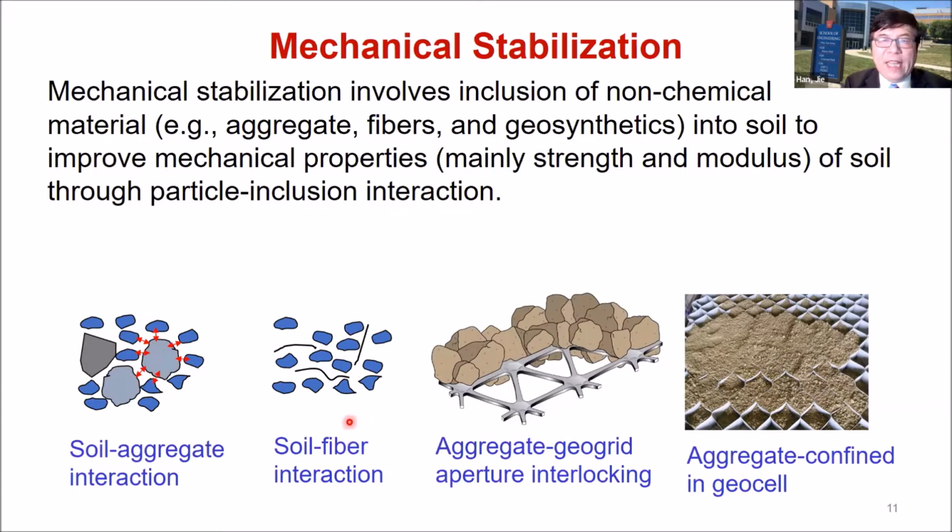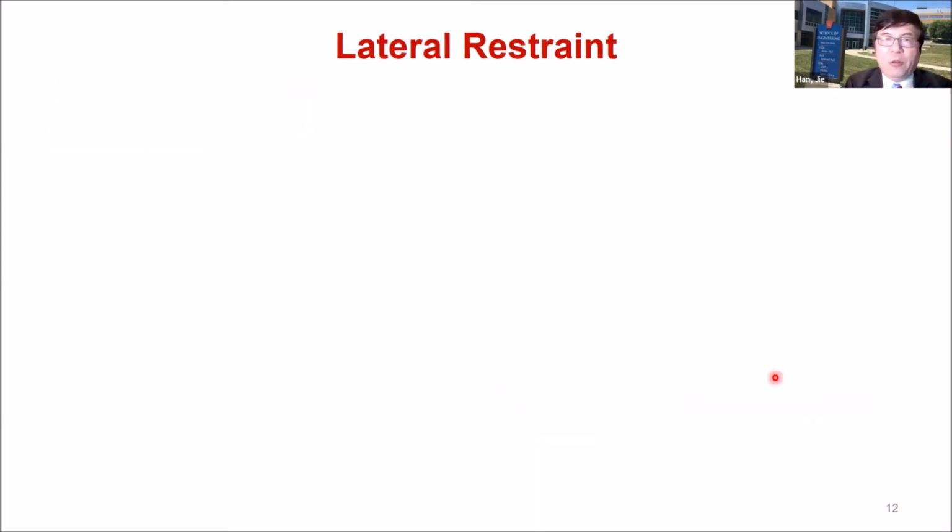There are here basically 4 examples. You can mix the fine material with coarse material that creates the interaction between large particles and small particles to improve the property. You can also include the fibers in the soil to improve the soil property, or you can use geogrid with aggregate interlocking to improve property, or you can place the fill material in the geocell. So in all this, the key is the interaction. Okay? Now let's talk about lateral restraint.